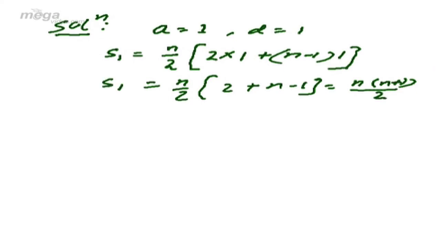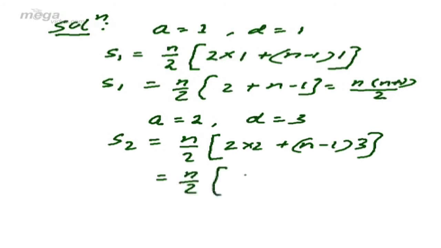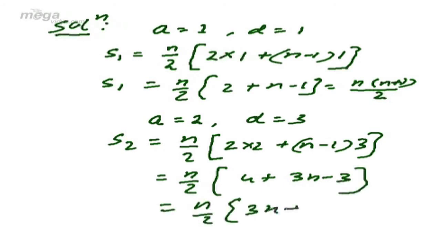In the second AP, the first term is 2 and the common difference is 3. Then in the second AP, the value of S2 is equal to n by 2, because in this AP the number of terms is also n. Therefore, n by 2 into (2a plus n minus 1 into the difference, which is 3). It becomes n by 2 into (4 plus 3n minus 3). It becomes n by 2 into (3n plus 1).